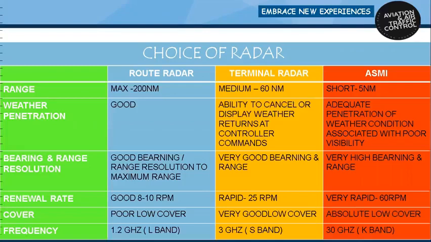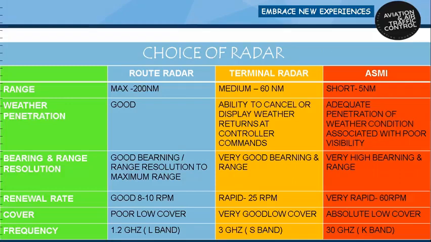Weather penetration of route radar is good. Terminal radar has the ability to cancel or display weather returns at controller's command. And airport surface movement indicating radar have adequate penetration of weather conditions associated with poor visibility. Bearing and range resolution. Route radar has good bearing and range resolution to maximum range. Terminal radar, very good bearing and range. And airport surface movement indicating radar has very high bearing and range accuracy.